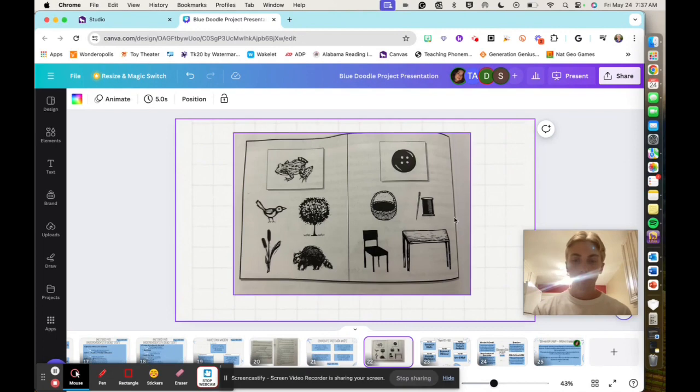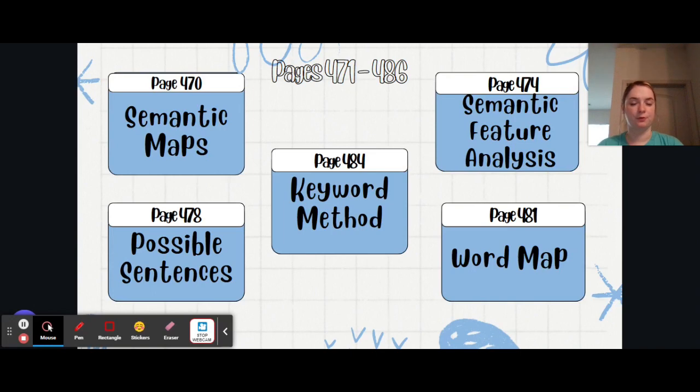But yeah, here's that picture again. I've actually done this as a lesson for one of my clinicals, and it was really fun. The kids loved it. I did it with kindergarten, so that maybe shows that it's best for that age, but it's still a fun and very interactive thing to do. Pages 471 through 486 of Chapter 11 cover 5 different lesson models relating to specific word instruction.